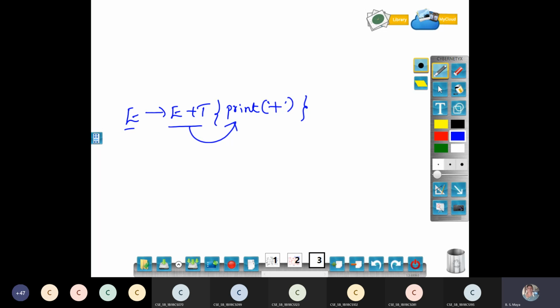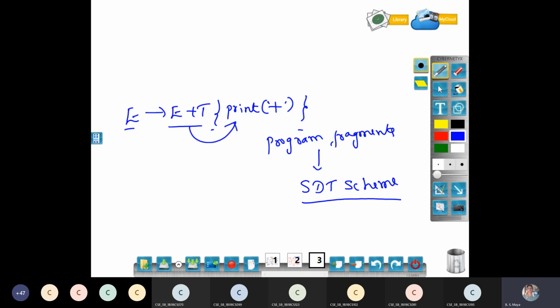I want to do postfix. I am reading E, T and plus, and after T I want to print it. For that, I am writing within flower brackets. Anything can be written within the flower brackets. It is called program fragments. This is called a syntax directed translation scheme. Whenever you attach program fragments to any production, it is called an SDT scheme. But the SDT scheme is not in your syllabus. It comes under 5.4, so we are not going to that part.